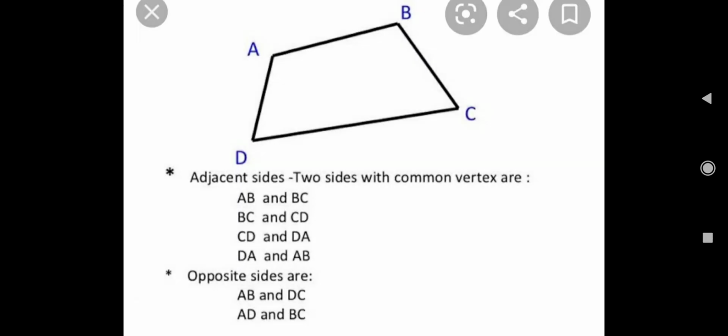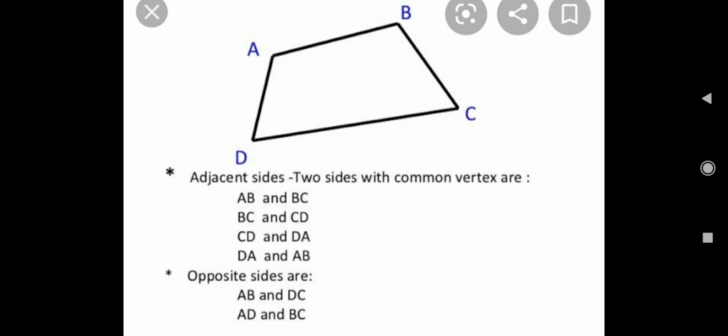Then let us see the adjacent sides and the opposite sides of a quadrilateral. Adjacent sides are those sides of the quadrilateral which have got a common vertex, a common corner. The two sides having a common vertex, we call it as the adjacent sides. Now here in the figure we can see the B vertex. It has got two common sides, that is AB and BC. So the adjacent sides here in the quadrilateral ABCD are AB and BC. Also the sides BC and CD, they have a common point, that is point C.